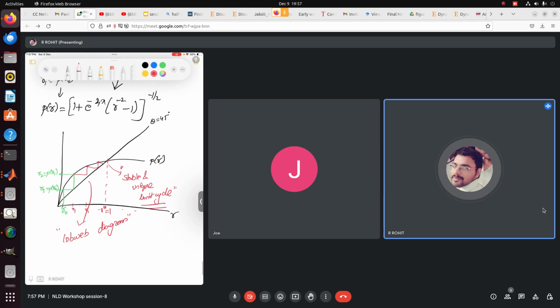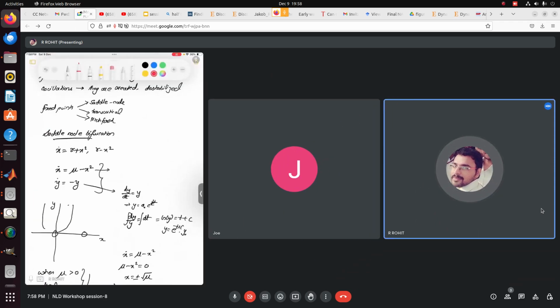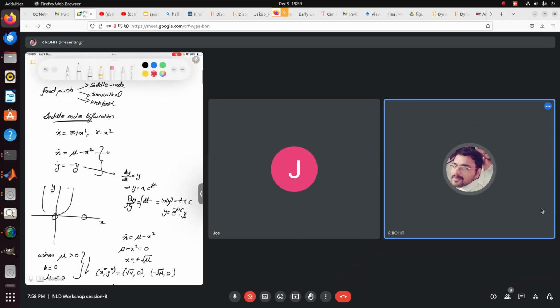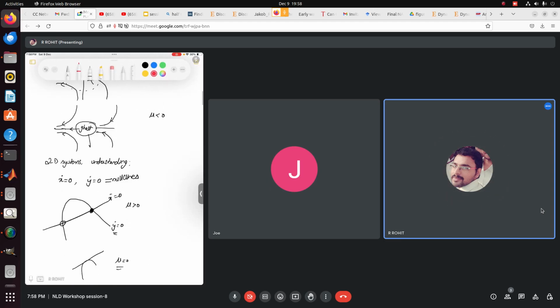So that was the case where 45 degrees and the P of R intersect. That's the point. There is some specialty in that point, and in this case it was the case where we had a stable and unique limit cycle. So these are the things which I wanted to discuss in the bifurcation theory.